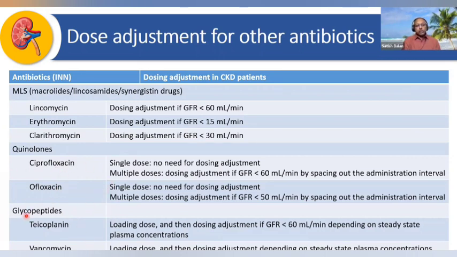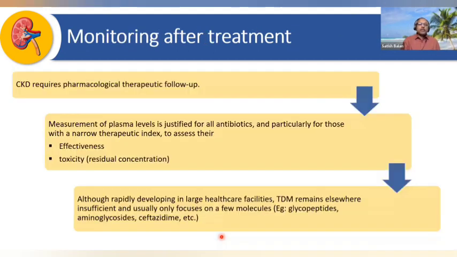And teicoplanin and vancomycin. So teicoplanin requires a loading dose and dosing adjustment depending on steady-state plasma concentration. Vancomycin also requires steady-state plasma concentration. So you have to monitor AUC. It's not easy to prescribe unless you have access to an AUC, because just saying that giving vancomycin once in 5 days is not at all effective. Some people achieve concentrations, some people don't. So it becomes a lottery as to whether the patient develops good control of infection or not.